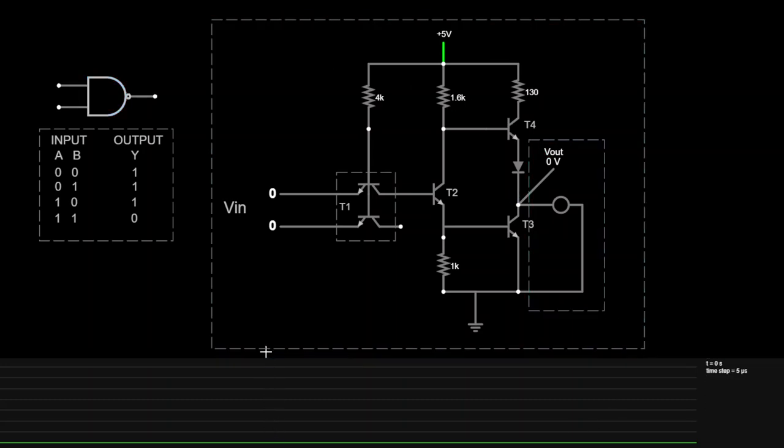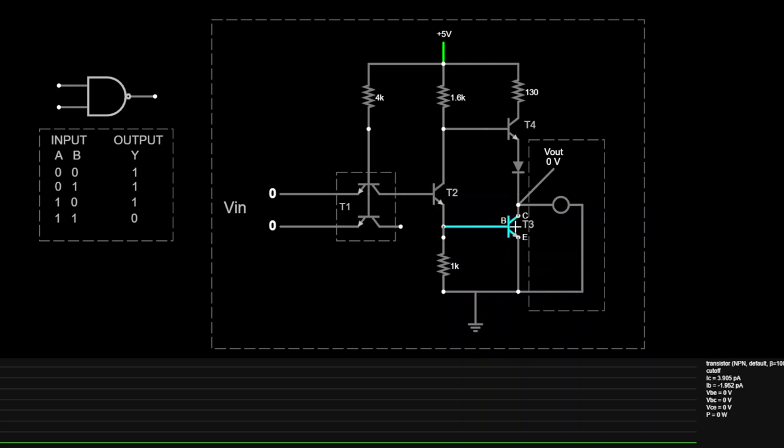Now, let's analyze the circuit. Here is the circuit diagram of a two-input NAND gate. T1 is a multi-emitter transistor, and the inputs are connected to the two emitters of transistor T1. The collector of T1 is connected to transistor T2. The emitter of T2 is then connected to the base of transistor T3.